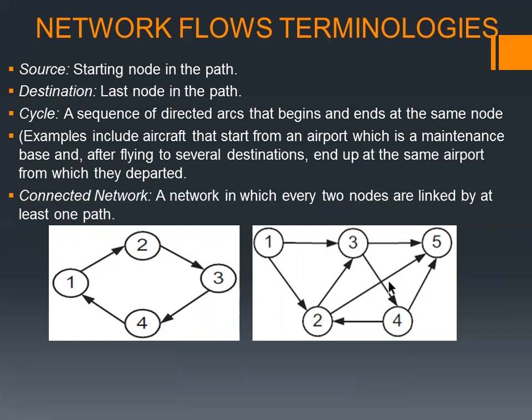A network in which two nodes are linked by at least one path is called a connected network. In the second figure, take the example of nodes 1 and 3. The nodes 1 and 3 are connected by the path 1 to 3 directly, and via 1 to 2, 2 to 3. So this forms a network in airline flight scheduling and operations.